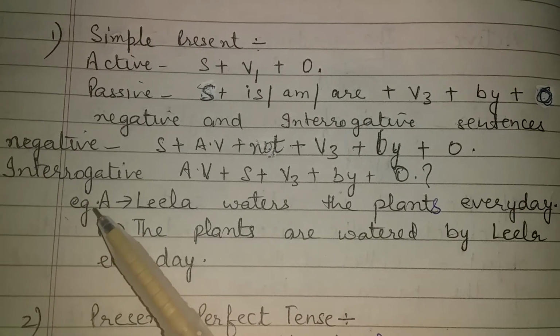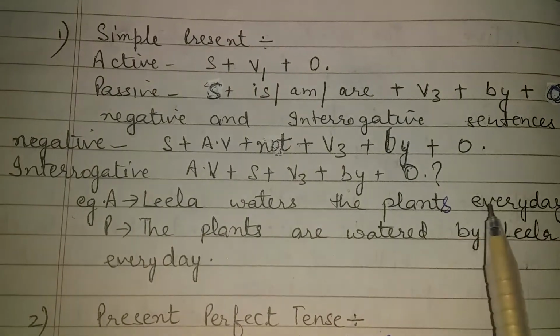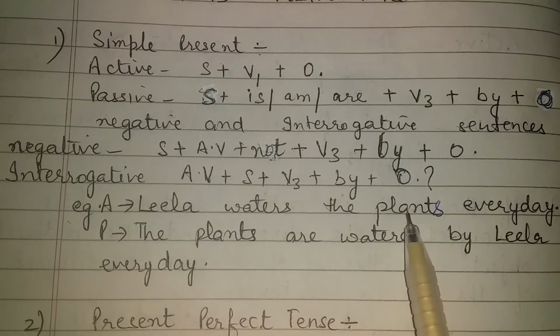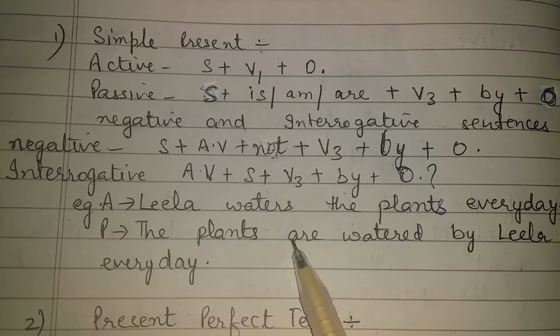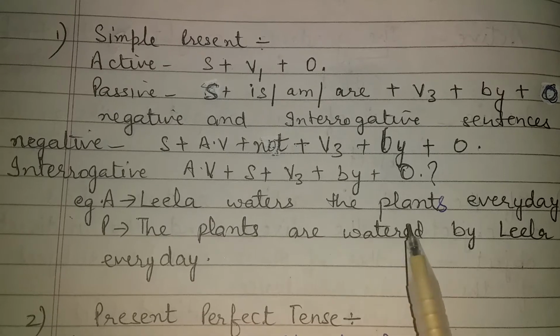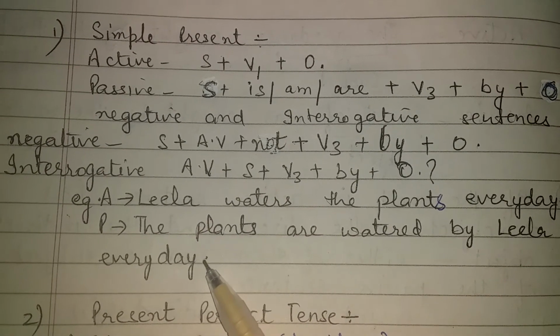See the example. Active: Leela waters the plants every day. Here plants are in the plural form, so we use the auxiliary verb are. The plants are watered by Leela every day.